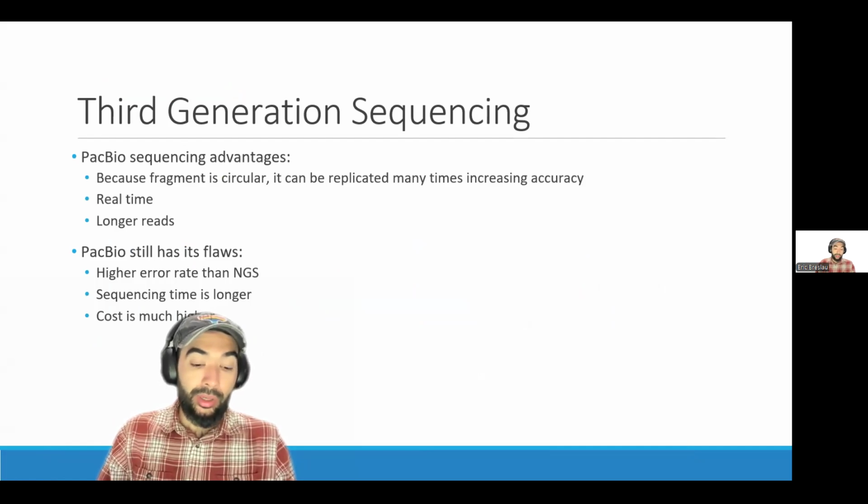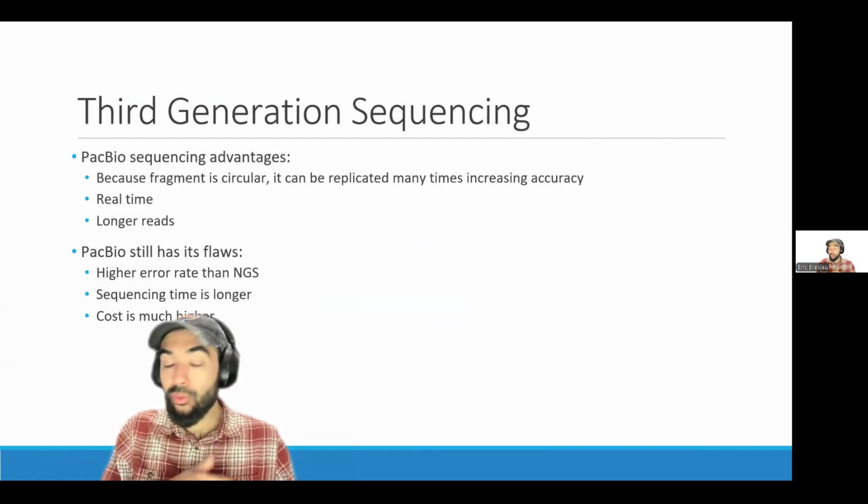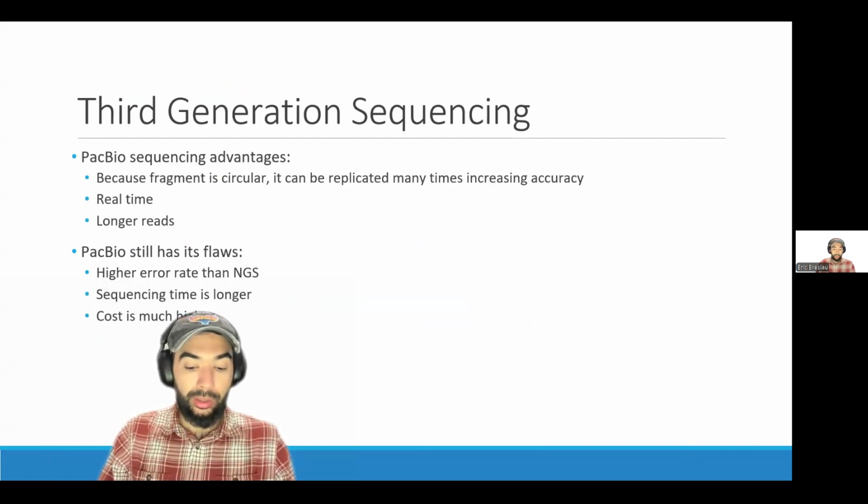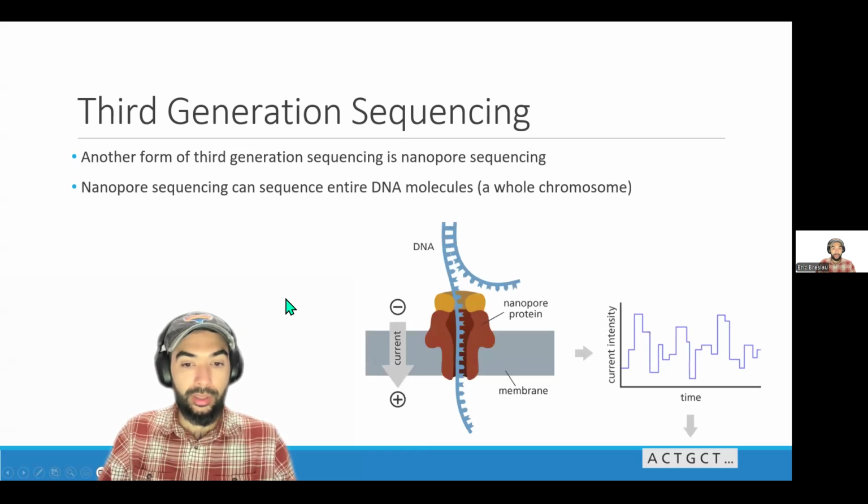Some NGS platforms still have a higher accuracy, and so with some really large fragments, for example, PacBio has been known to make some sequencing errors, a lower accuracy rate. Sequencing is longer, and it costs much more. It is more expensive than next generation sequencing.